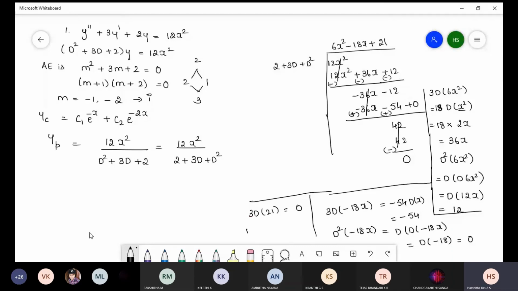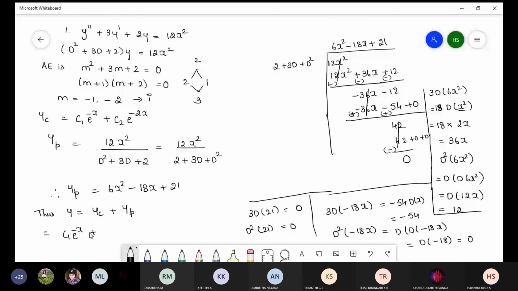Again d square into 21, again we get 0 here. So 0 plus 0 you can write. Therefore yp is equal to 6x square minus 18x plus 21. Thus y is equal to yc plus yp. Yc is c1 e power minus x plus c2 e power minus 2x, plus 6x square minus 18x plus 21.